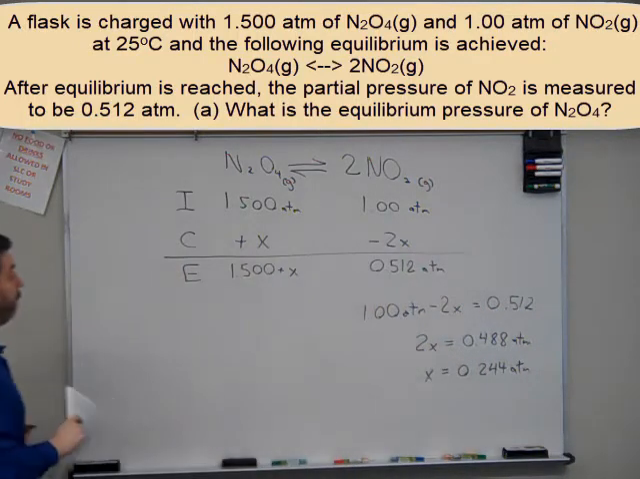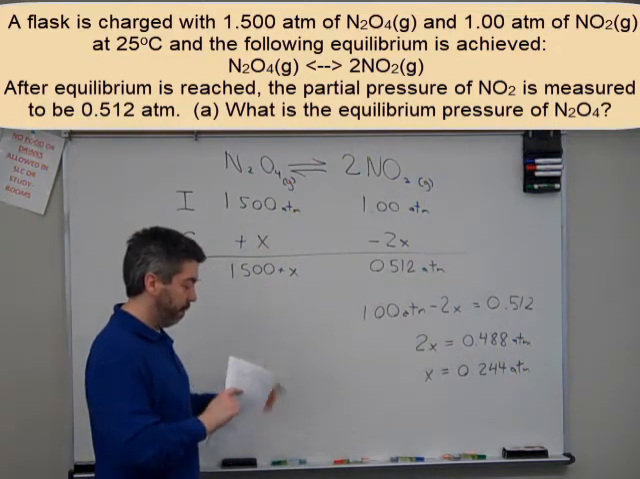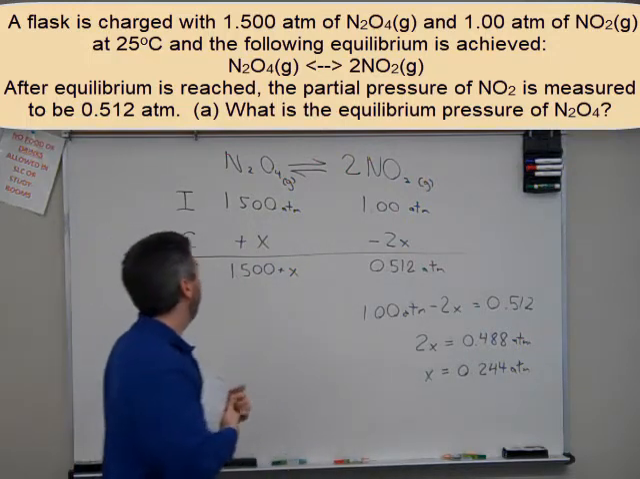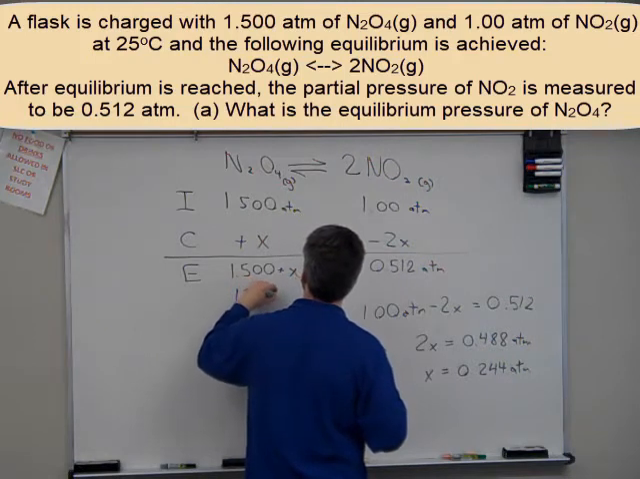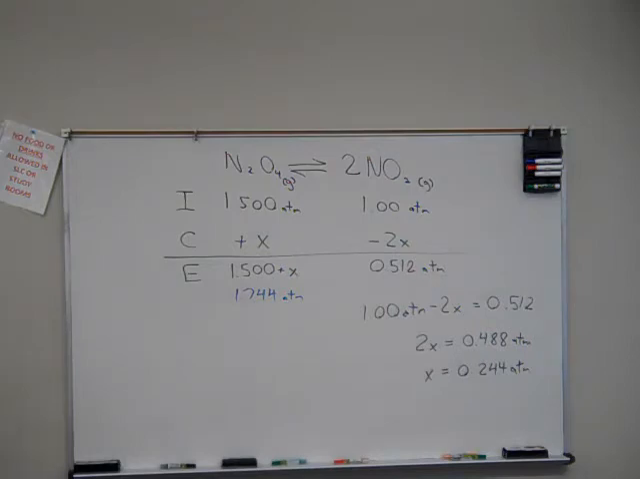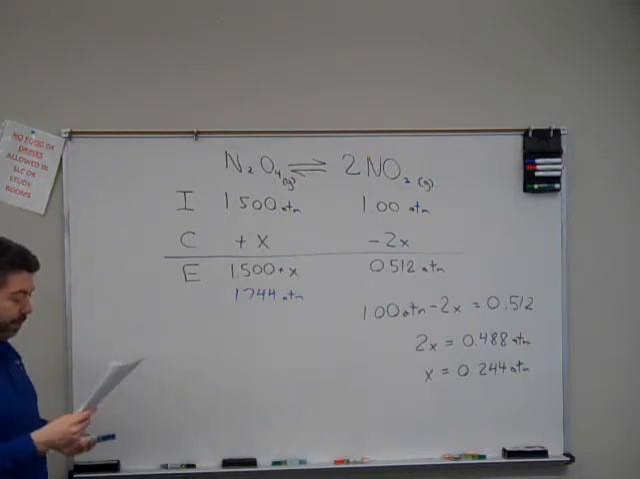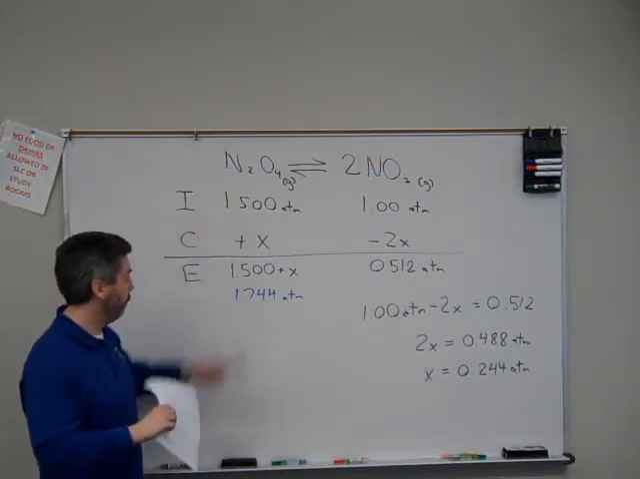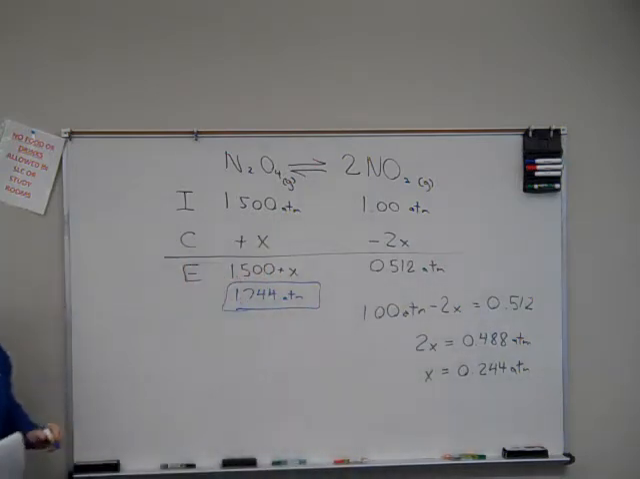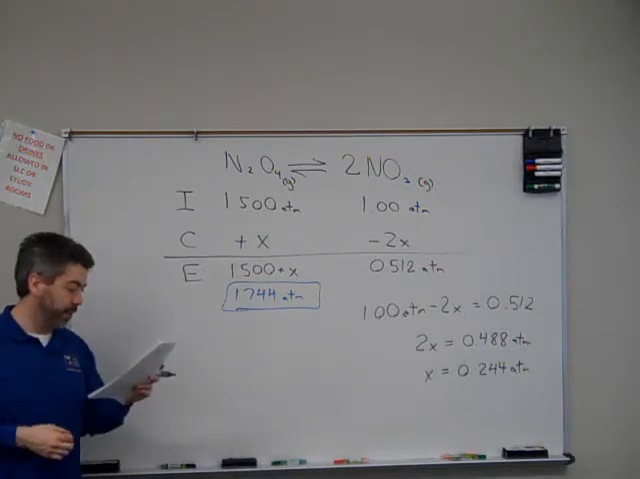So now what we're going to do is we're going to go ahead and figure out what our amount is here. If I do 1.5 plus the 0.244, that's going to give me 1.744 atm. At this point, I can feel free to go ahead and answer part A. Because part A, the question was, what is the equilibrium pressure of N2O4? We've just figured that out by adding our 0.244 to the 1.5. Now, we can go ahead and calculate the Kp for this reaction.